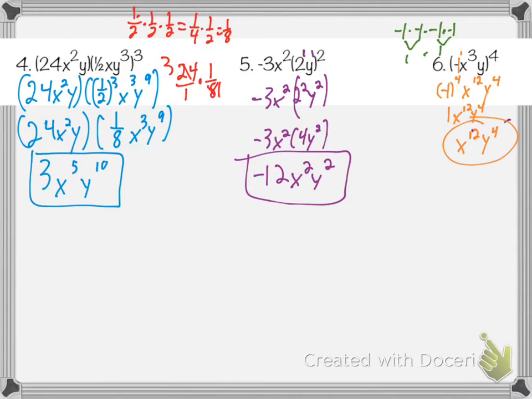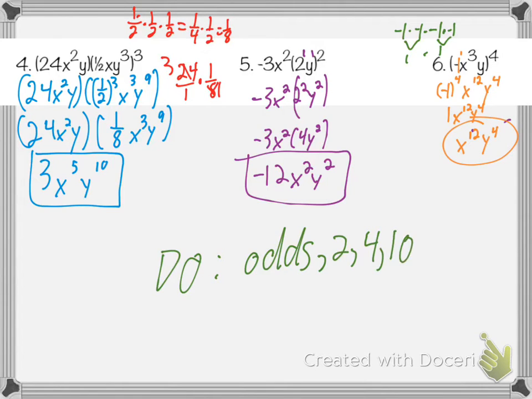Okay, guys, on this worksheet that Mrs. Haswell is passing you right now, here's what I want. I want you to do the odds as well as 2, 4, 10, and then let's make Taylor Swift proud by doing 22. So do the odds as well as 2, 4, 10, and 22.